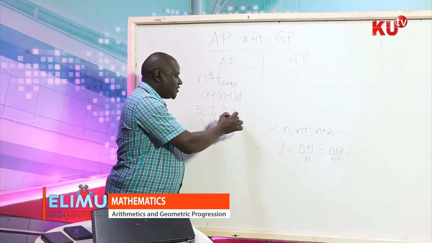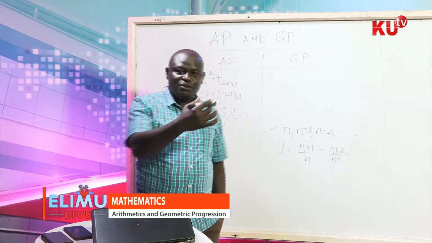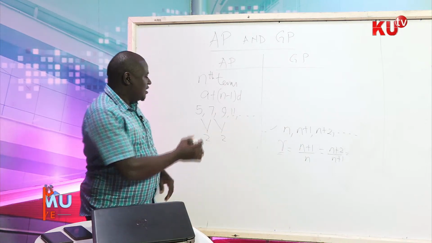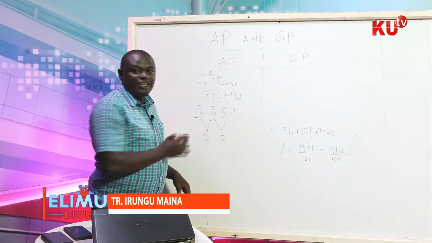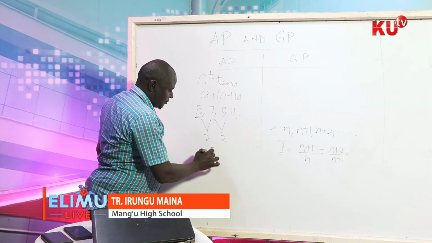From 9 we are going to 11. From 11 we are going to 13. From 13 we are going to 15, and so on and so forth. It is very, very clear. In this case, 5 is our first term. We normally denote the first term.